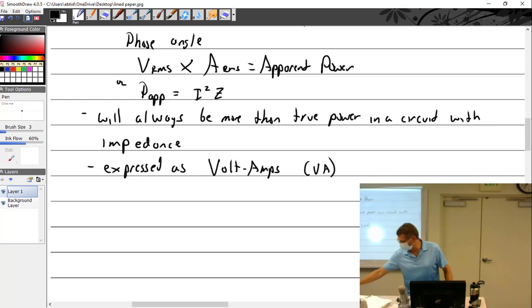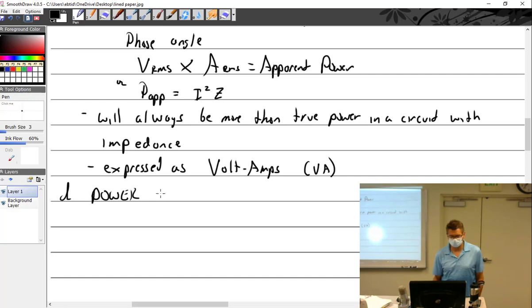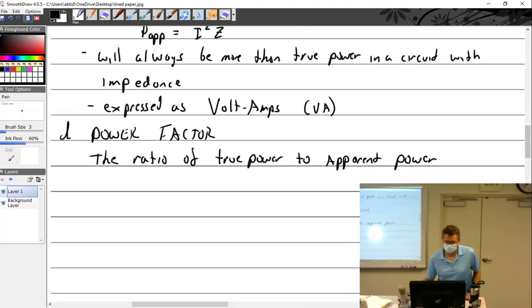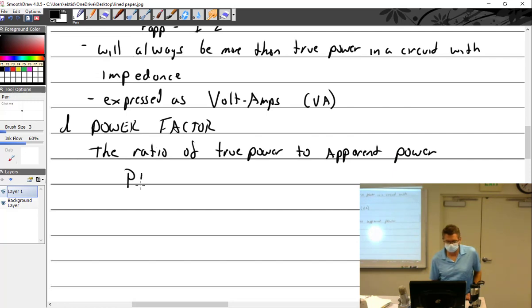Then we have the power factor, which is not the same. It is different. So we have power factor. I like this one. Power factor. It is the ratio of the last two things we just talked about, true power to apparent power. That's going to give us our power factor. So power factor, PF, equals true power divided by apparent power.